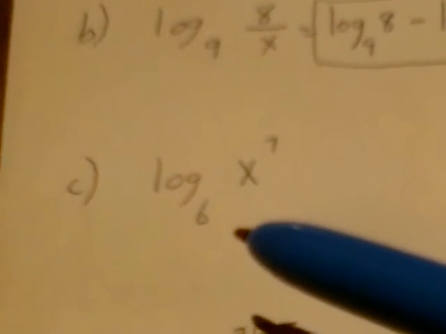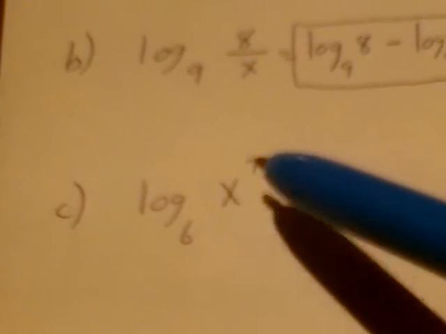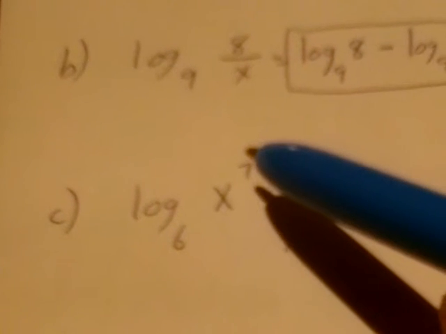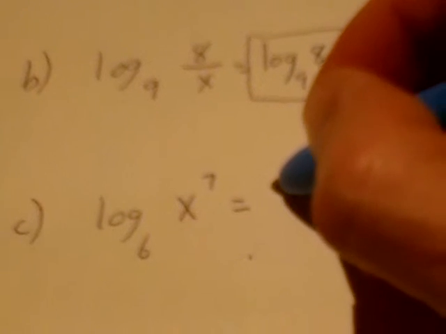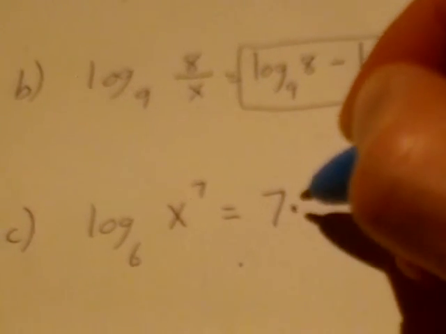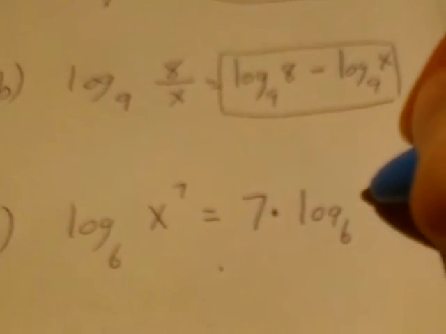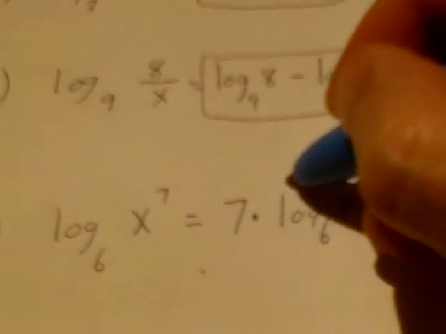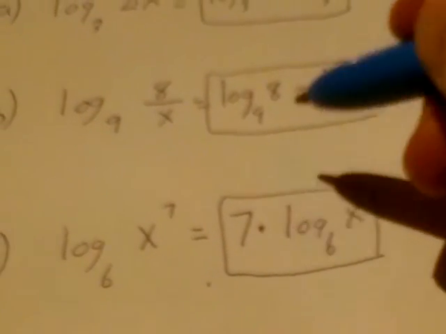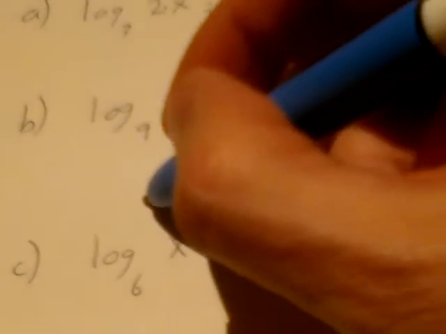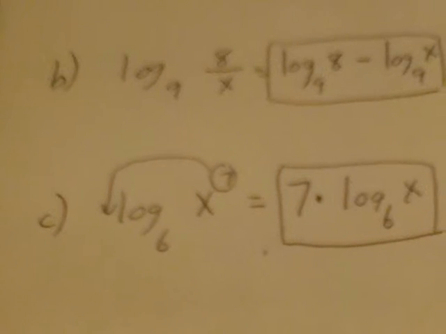And now here we have law number 3, and so it says log base 6 of x to the 7th. We have a power to a power, that means we multiply the exponents, and so here it is, 7, that's an exponent, times log base 6 of x. 7 log base 6 of x. Just multiplying the two exponents, there it is. Another way to think about this is we're just going to bring the 7 down in front. That's really what's happening there. Just bringing the exponent down in front of the log.